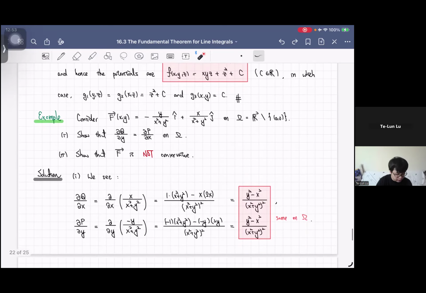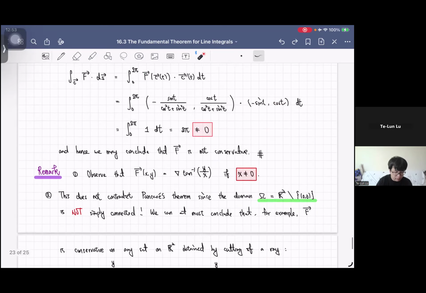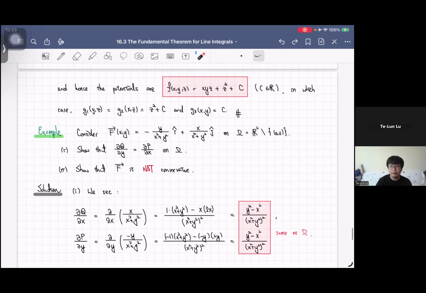Now, let us do, I think this is our last example. Yeah. So this is a very classical example. It shows the necessity of the domain being simply connected in Poincaré's theorem. So in this case, I define the vector field f given by minus y over x squared plus y squared i plus x over x squared plus y squared j. Obviously, the denominator cannot be 0, so this whole thing is defined on R2 taking out the origin. And this is the puncture hole I just mentioned before, right?